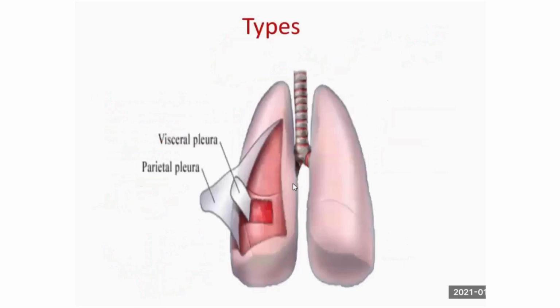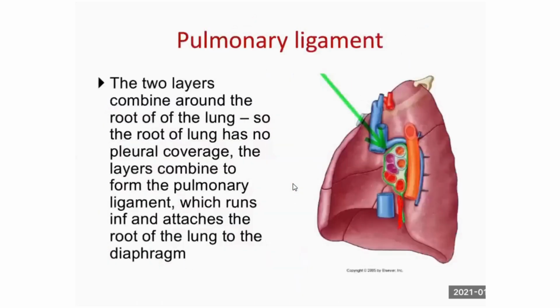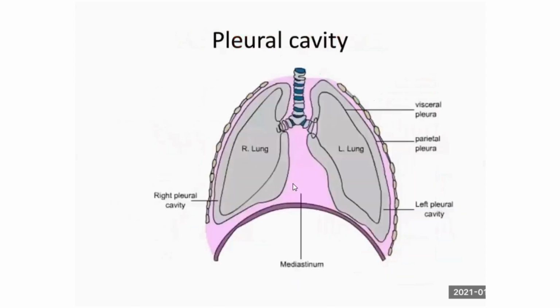What are the two types of pleura? Visceral and parietal. Can you see this green colored area? This one, what I am shading, that ligament is the pulmonary ligament. What is the pleural cavity? The cavity between the parietal pleura and visceral pleura is called the pleural cavity.